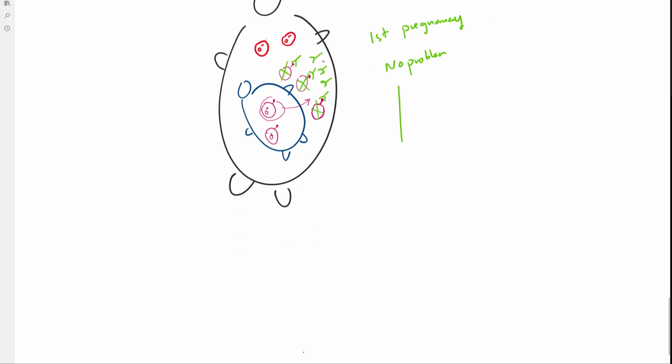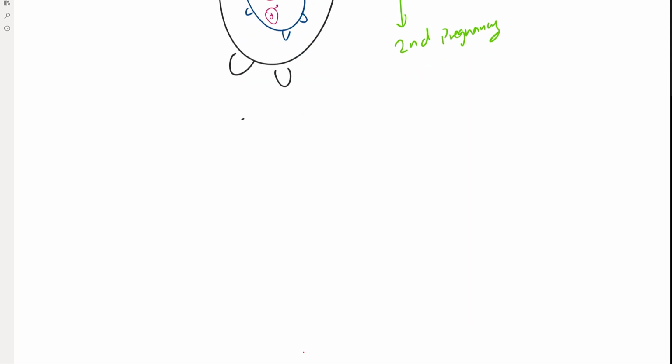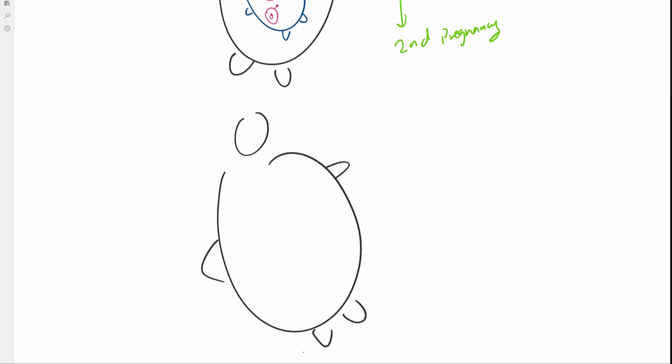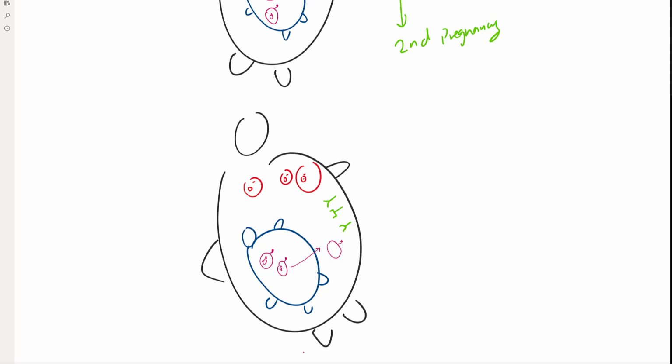The problem would be on the second pregnancy. So again, let's assume that the mom is pregnant, and again, the mom is still O minus. In her system, we still have the 3 types of antibodies. And now the baby is again O positive. And now some of those red blood cells would escape through the placenta. Now the body will not only this time deal with those red blood cells, but will start to send those antibodies into the infant, into the fetus. Because the body will consider the entire fetus, in this case, as an infection, and it needs to eliminate it.